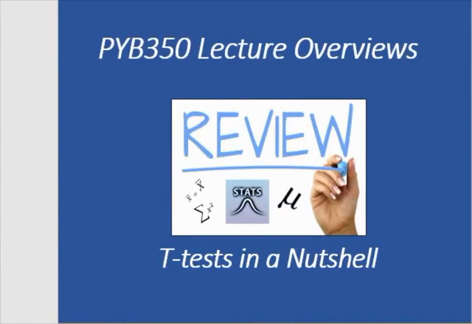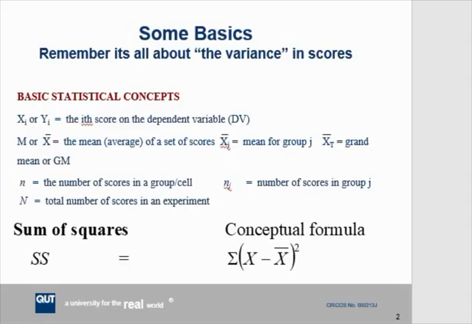So just before we start, let's remember a few of the basics. Going back to simply what our X or our Y means, and I'm going to introduce you to a little bit of notation that we're going to need as we go into our more complex designs in 350. So X or Y, depending on the textbook you're using, with a little notation at the bottom of it, just means the ith score on the dependent variable.